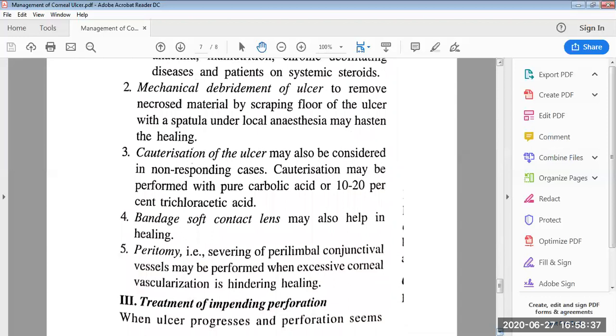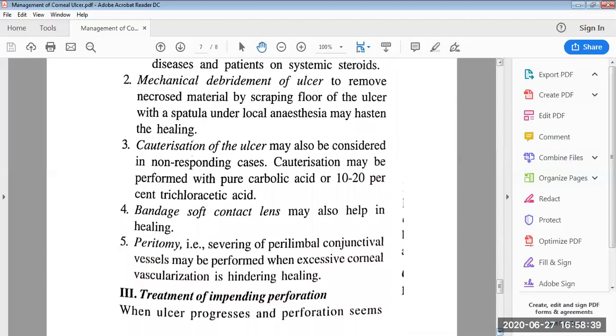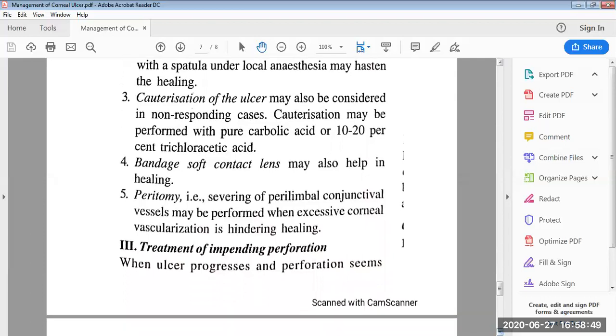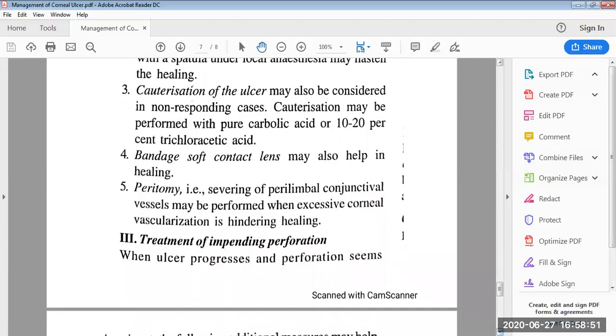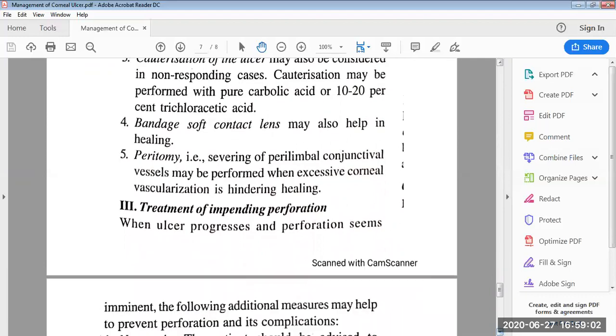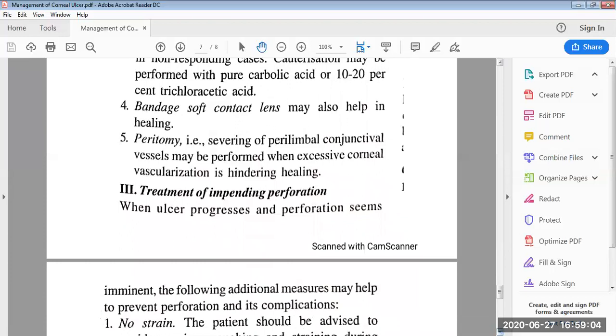Then mechanical debridement of the ulcer, to remove the necrosed material by scraping the floor of the ulcer with a spatula under local anesthesia, may hasten the healing. Then cauterization of the ulcer may also be considered in non-responding cases. The cauterization may be performed with pure carbolic acid or 10 to 20% trichloroacetic acid. Then a bandage soft contact lens may also help in healing.